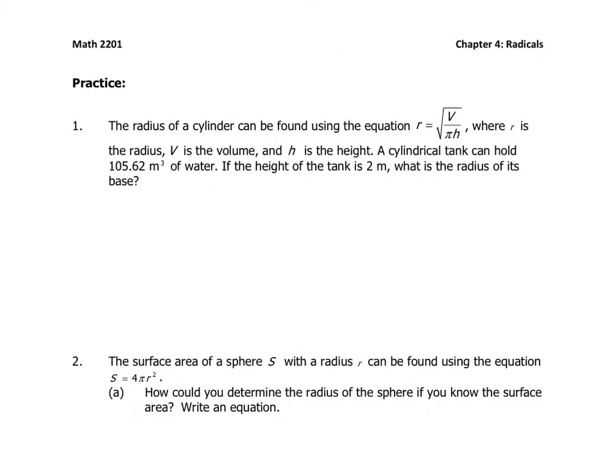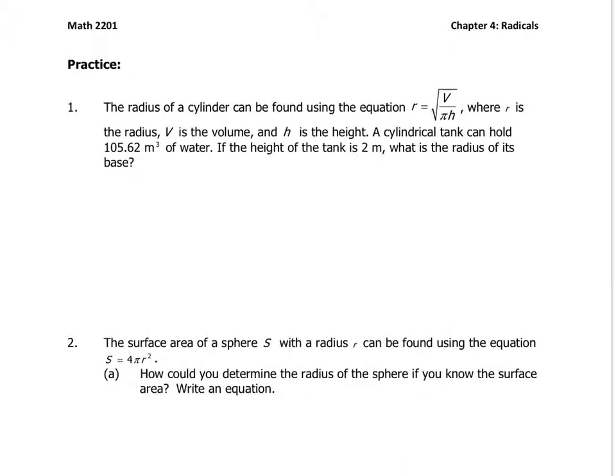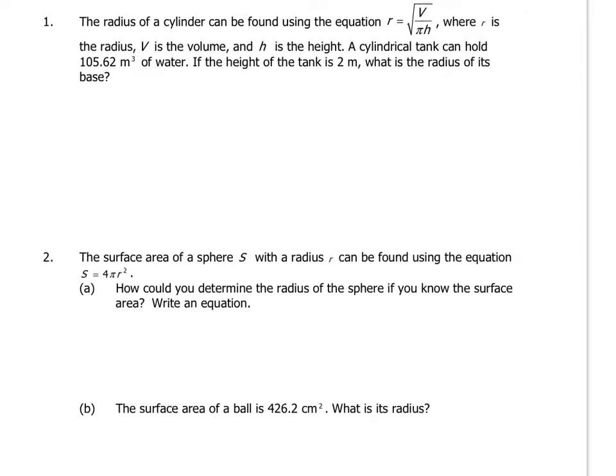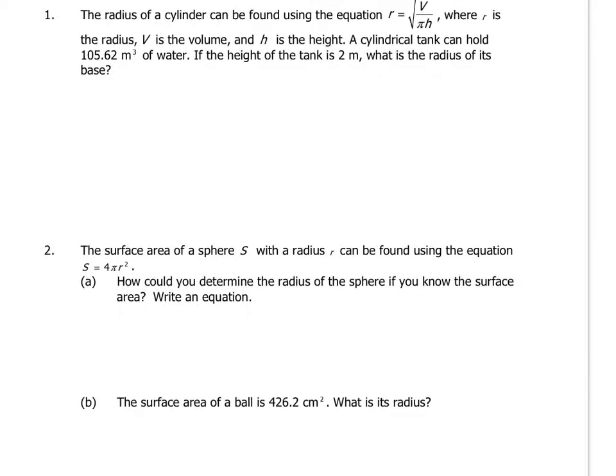Alright, so here's some practice questions for you to try. And the first one here says the radius of a cylinder can be found using the equation r is equal to the square root of v over pi h, where r is the radius, v is the volume, and h is the height. And we're going to assume that volume is, for this formula, in meters cubed, height is in meters, and radius is in meters.